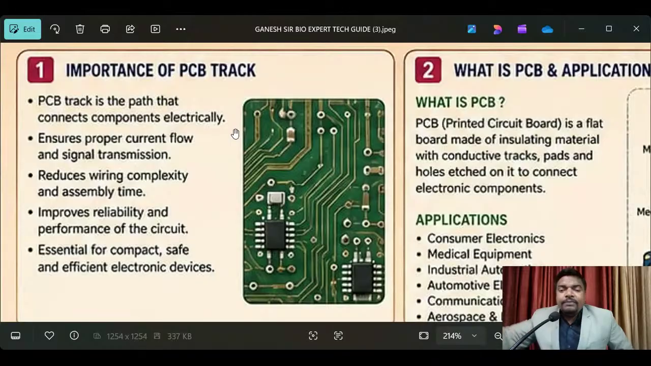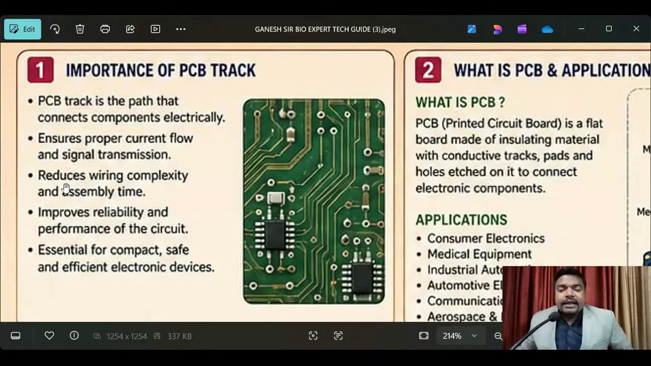Listen carefully. Now the first point, see here: PCB track is the path that connects components electrically. Next, the importance: it ensures proper power, current flow and signal transmission. Here you can see the image and find out how it looks. If you go the practical way, then it is very interesting. For whoever does not have an idea, I'm going to give the awareness.